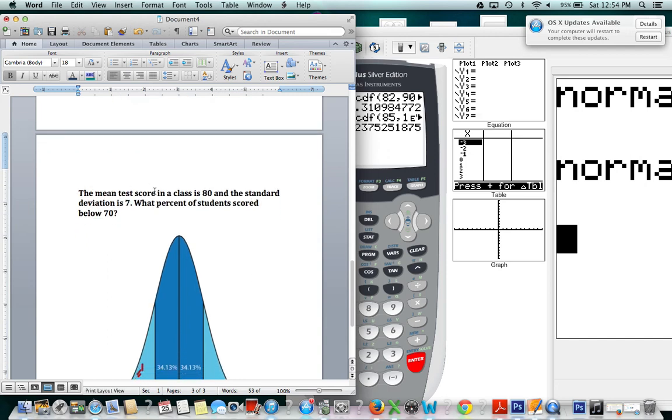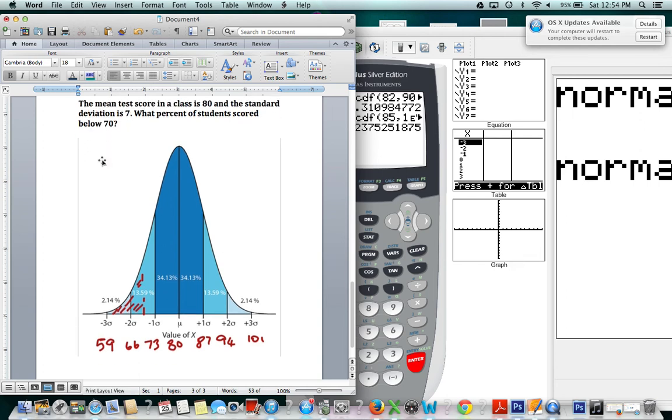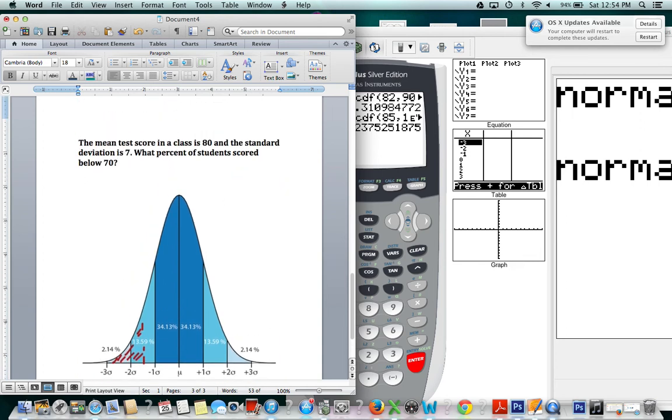All right, so one final question. Same mean, same standard deviation. What percent of students scored below 70? So if we want the percent of students that score below 70, that's now our highest possible mark. So 70 is our upper bound in this case. So we're going to do normal CDF.